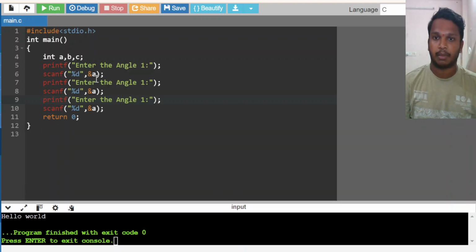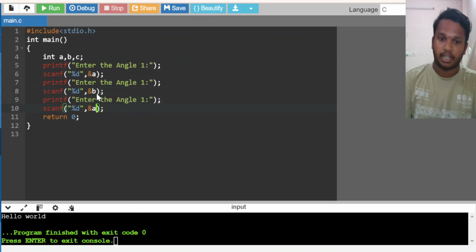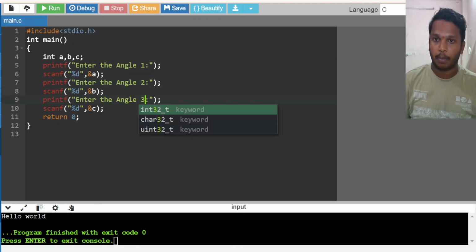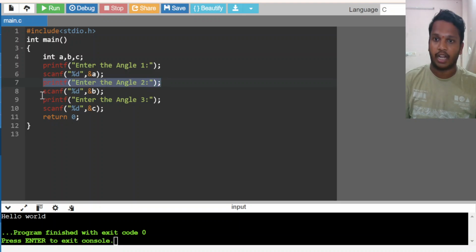See, same angle. The second time, I need to store it in B. The third time, I need to store it in C, right? And for the user, I need to tell them to enter angle 2. Again here, enter angle 3. I hope everything is clear. First, I am asking enter angle 1 and I am storing in A. And again, I am asking angle 2 and I am storing in B. Again, I am asking angle 3 and I am storing it in C, right?